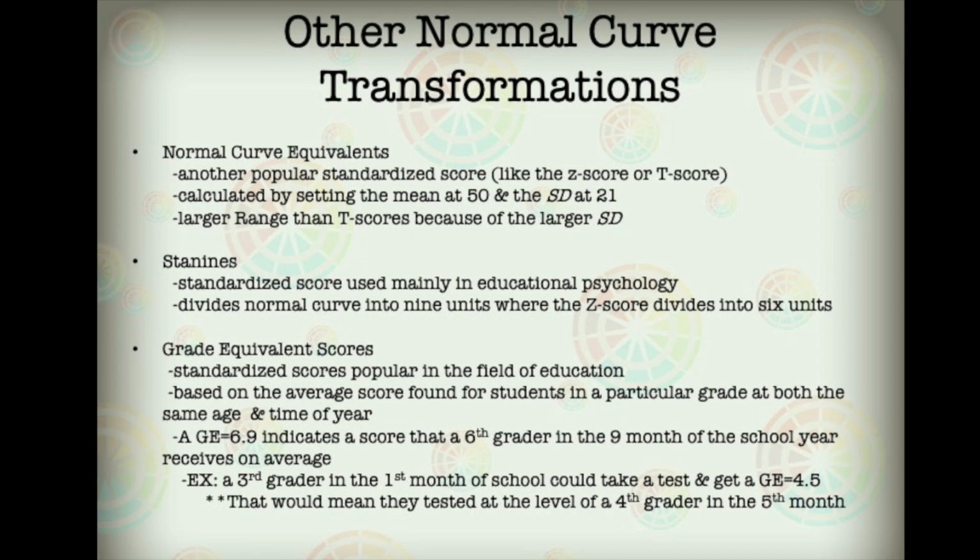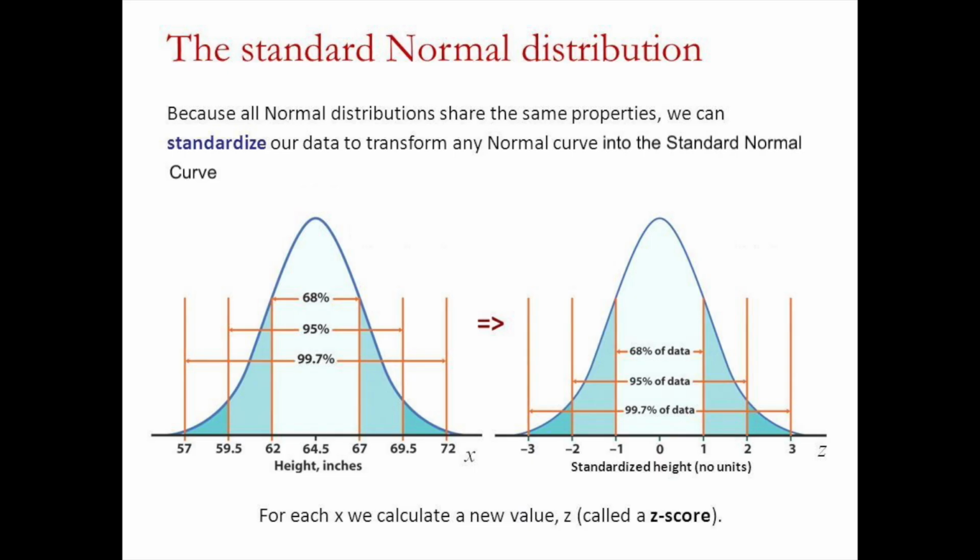Okay, so let's talk about other normal curve transformations. There are normal curve equivalents and stenines and grade equivalent scores. And so before we talk about those, let's just review the normal curve transformations we already know. So the very first transformation we did of the normal curve was we had a normal curve and we transformed it into a standard normal curve. On the normal curve, we have raw scores on the x-axis, and when we transformed that into the standard normal curve, we put z-scores, also known as standard deviation units, on that x-axis.